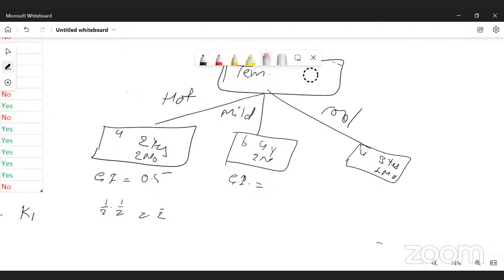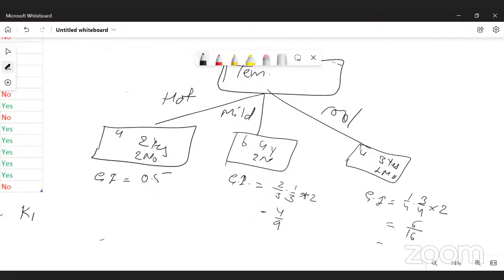Okay, so what will be the Gini index here? It is 2 by 3 into 1 by 3 plus the same, so into 2. So it will be 4 by 9, right? What will be the Gini index here? 1 by 4 into 3 by 4 into 2, right? 6 by 16.